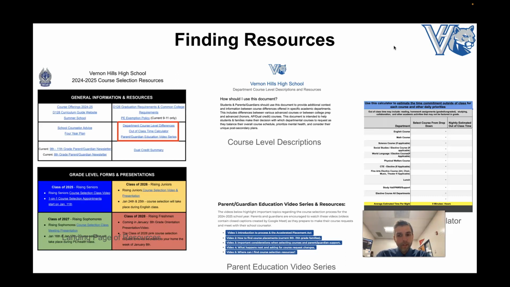Once you navigate here, again, there are three specific things that I want to draw your attention to. We've covered these at orientation and in other places. One is more detailed pieces of information about course level descriptions. So think through what is really the difference between geometry and geometry honors, or bio and bio honors, or AP human geography and geography. Those are in the course level descriptions.